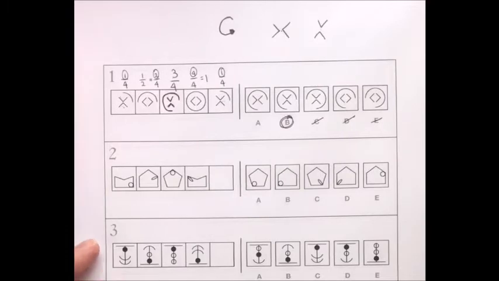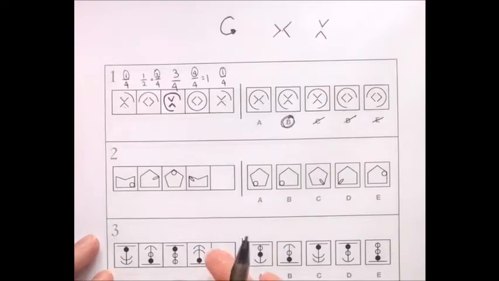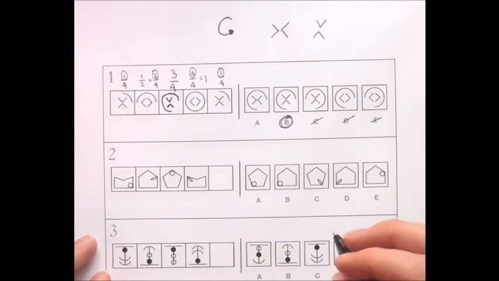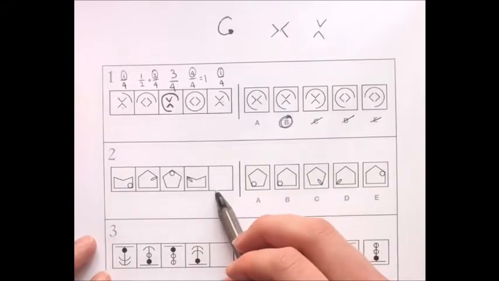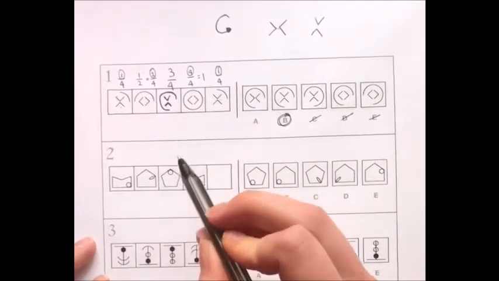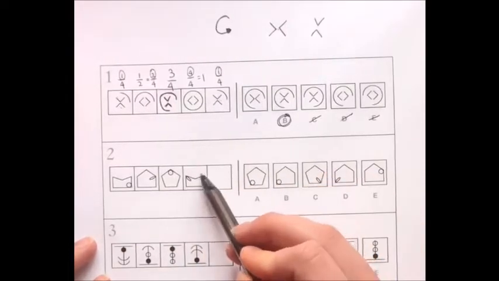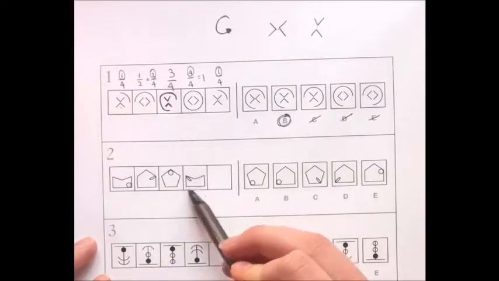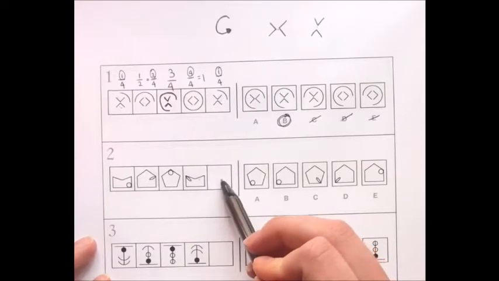Okay, so if that's all fine, then let's move on to question 2. So here the last box needs filling. So this one goes to this one, then this one goes to this one, this one goes to this one. So we want to find out what comes next after this 4th box.